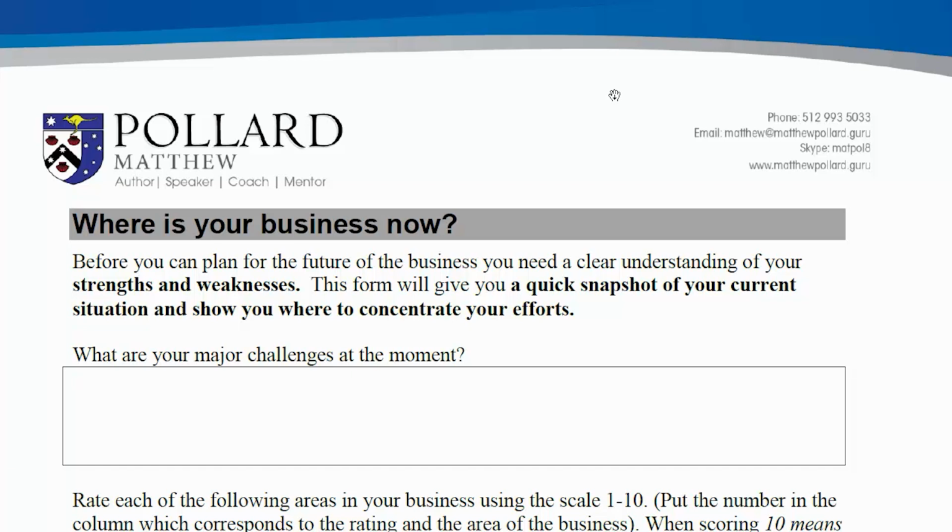So let's have a quick look at question 1. And this is going to look very, very familiar to you. And the question is, what are your major challenges at the moment? Now, you'll notice we asked this question, and as a matter of fact, you promised to fix their major challenge from the business needs analysis in this session. However, things change every day in a business.